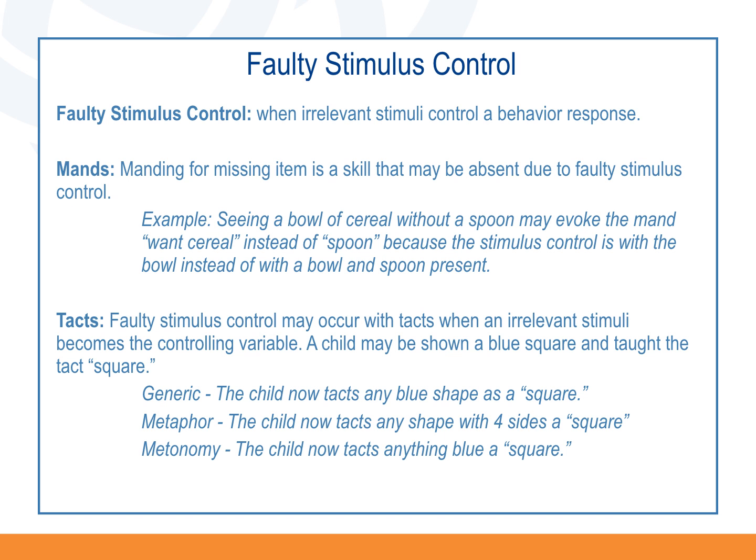Now, faulty stimulus control. We see this happen quite often. We'll go through a couple of the different operants and see how it looks in each. So for mands, manding for missing items may be absent with faulty stimulus control.